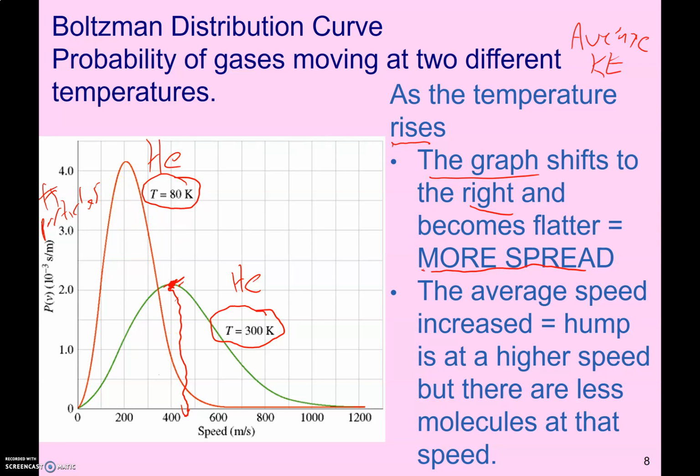So gases at higher temperatures have a hump that's at a higher speed, but the hump is not as high, and there's more speeds available. Not all the particles are moving at 410. Some are moving at a bigger range of speeds.